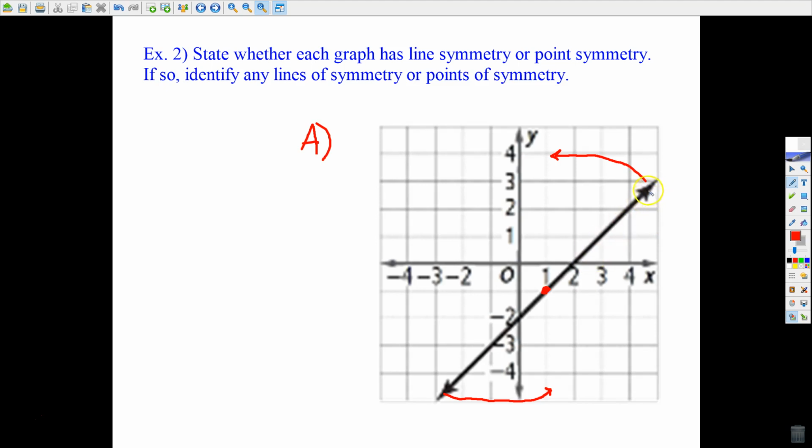Well, do you see that a rotation of 180 degrees basically moves this line so that it's back on top of itself. And anytime you can do that, then you have point symmetry. Okay, so a rotation of 180 degrees, and you basically have the same graph. You have the same line in this case. So this would have point symmetry.